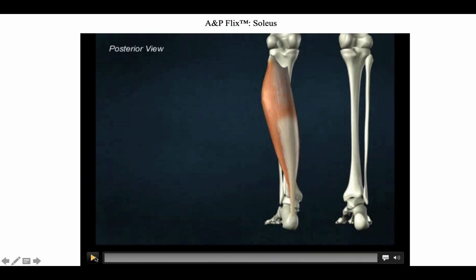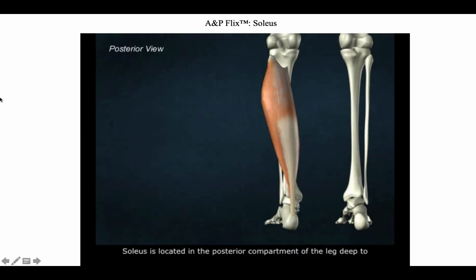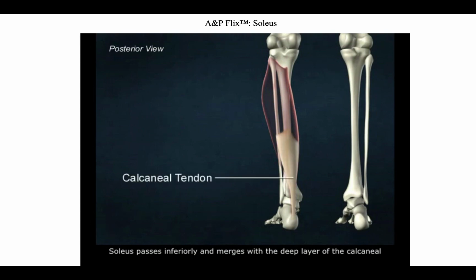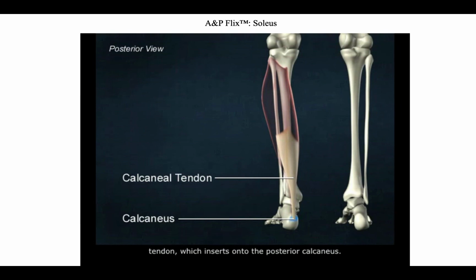All right, let's check out the soleus muscle. Soleus is located in the posterior compartment of the leg, deep to gastrocnemius. The origins of soleus are from the proximal 1/3 of the posterior fibula and the soleal line of the posterior tibia. Soleus passes inferiorly and merges with the deep layer of the calcaneal tendon, which inserts onto the posterior calcaneus.